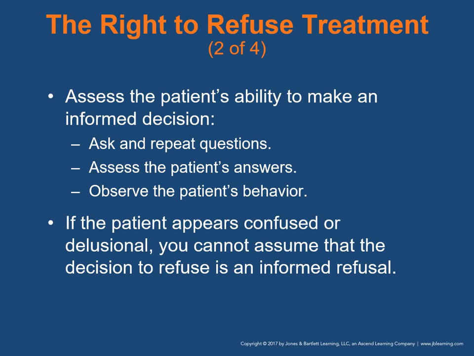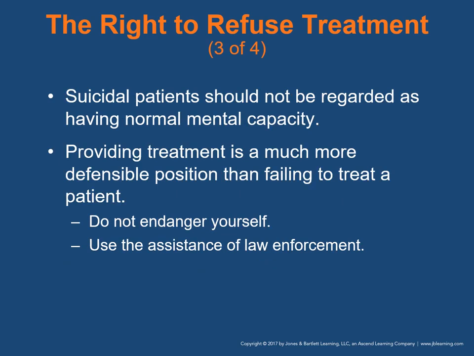When treatment is refused, you must assess the patient's ability to make an informed decision. So ask and repeat questions. Assess the patient's answers. Observe the patient's behavior. If the patient appears confused or delusional, you cannot assume that the decision to refuse is an informed refusal. Patients who have attempted suicide or conveyed suicidal intent should not be regarded as having normal mental capacity.